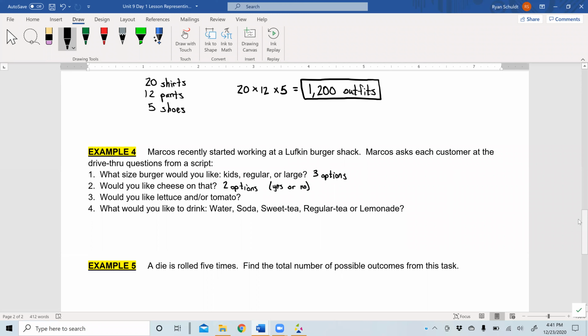Would you like lettuce and or tomato? Let's think about this one now. What could you say? You could say none. You could say just lettuce. You could say just tomato. Or you could say you want lettuce and tomato. So how many options do we have in that case? 1, 2, 3, 4 options.